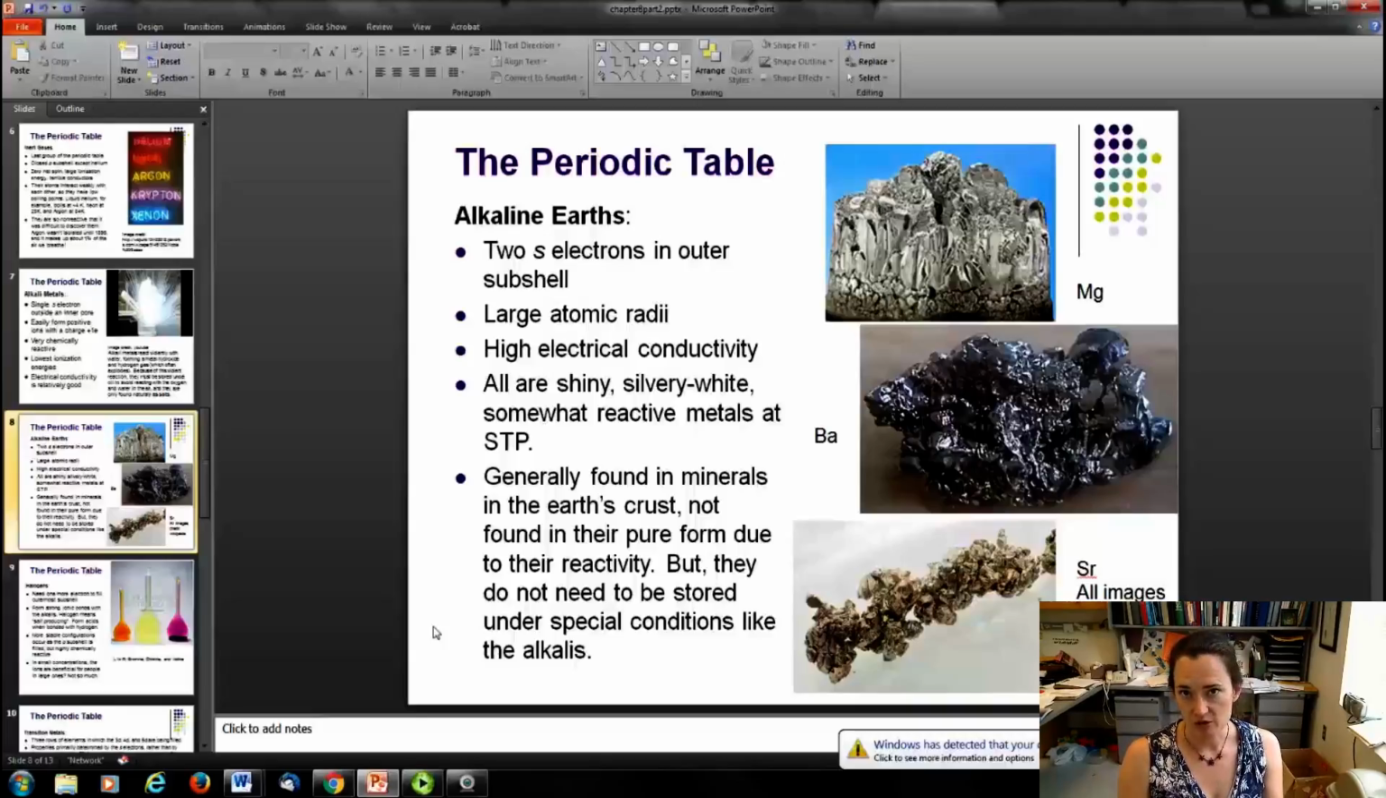They have large atomic radii because the 2s electrons sit outside more tightly bound inner cores of electrons that are very happy to be there. And they like to donate those electrons, so when they're in their own form, they're good conductors. They're all shiny, silvery white, and somewhat reactive metals at standard temperature and pressure. Here you can see some images of what they look like in their pure form. However, as I said, they're generally not in their pure form because they are kind of reactive in the Earth's crust, and usually you find them in minerals.